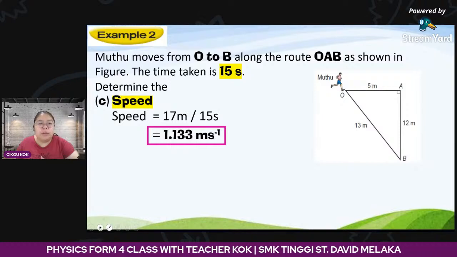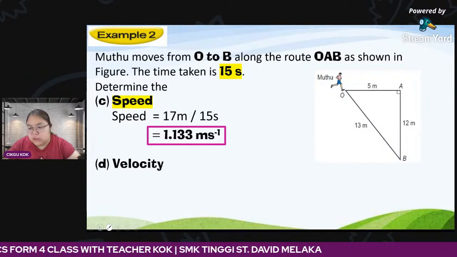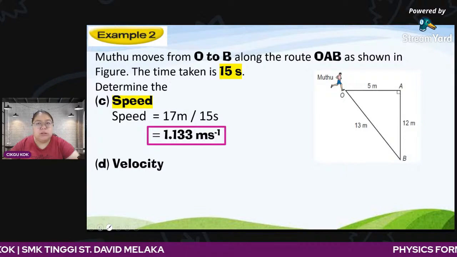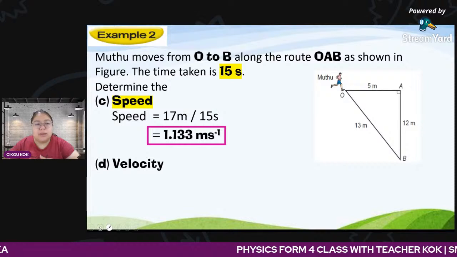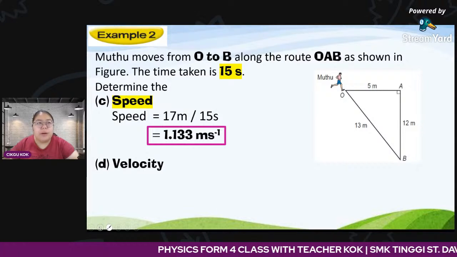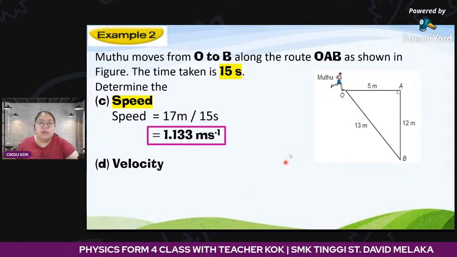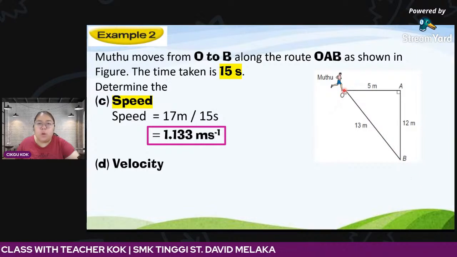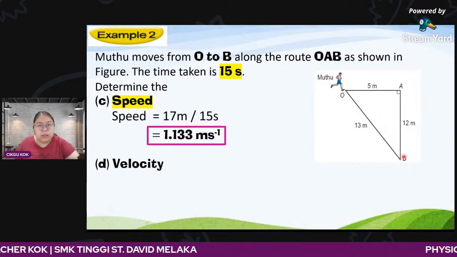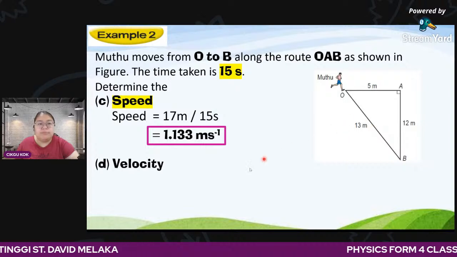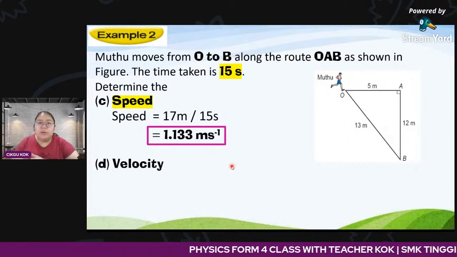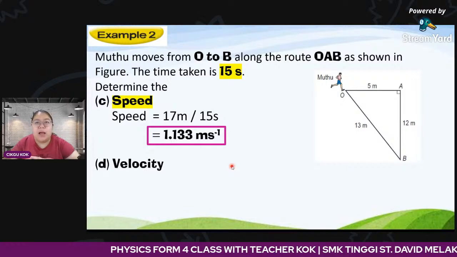Okay, show me the answer for velocity. Okay, it's the same method, but for velocity you need to remember: just now the velocity we need to use the displacement. Displacement means from the O go to the B. Okay, we're using 13 meter. Okay, we read the answer from the students.